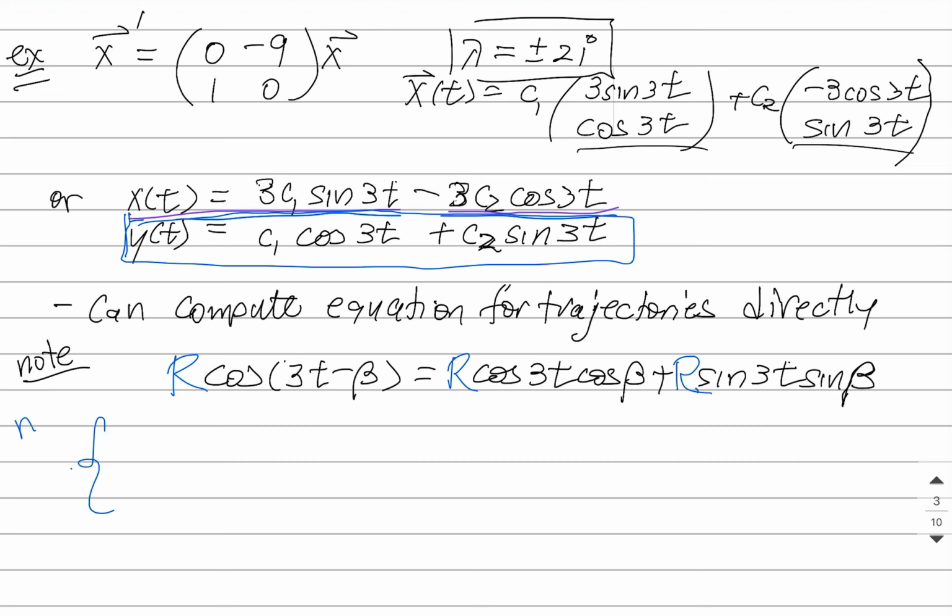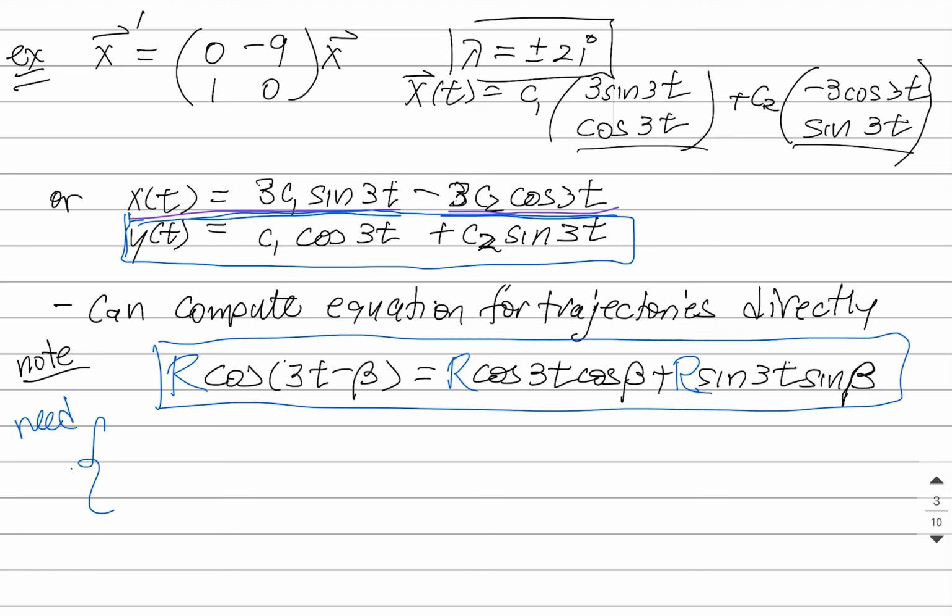And if I do this and I want to equate y of t to this, that means I need the following to be true. I need r cos beta to be C1. I need r sine beta to be C2. This will allow me to determine r and beta. Now remember, C1 and C2 come from specified initial conditions. If I give this system initial conditions, I'll be able to find C1 and C2, and there'll be specific numbers. This will allow me to compute a specific r and a specific beta.